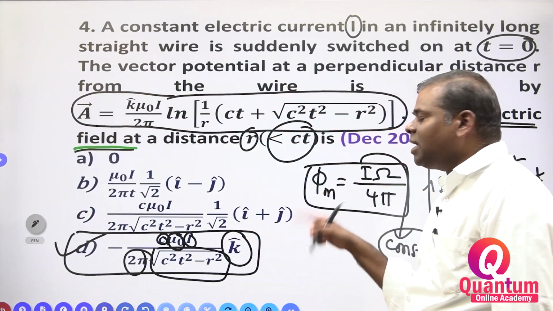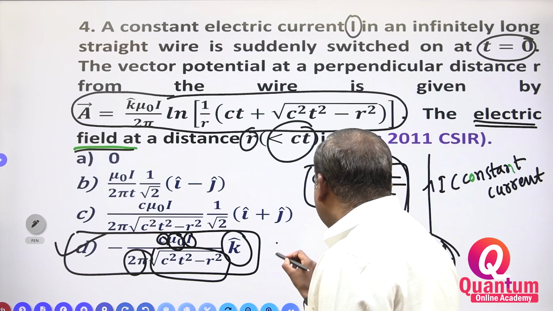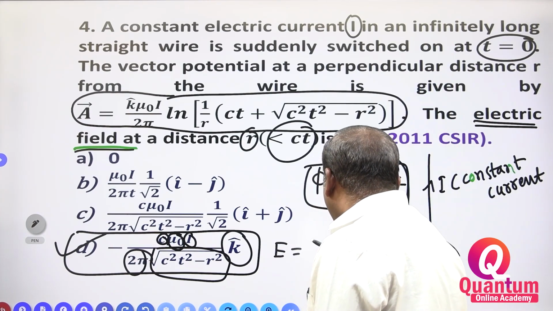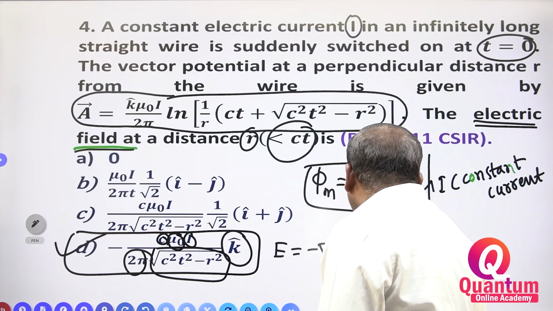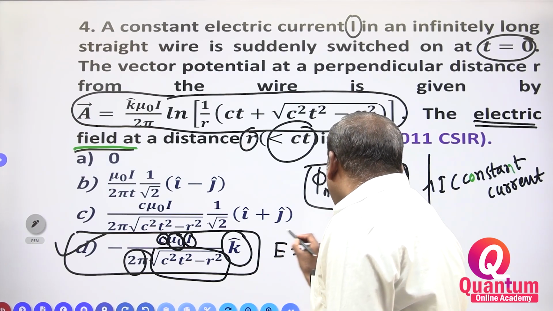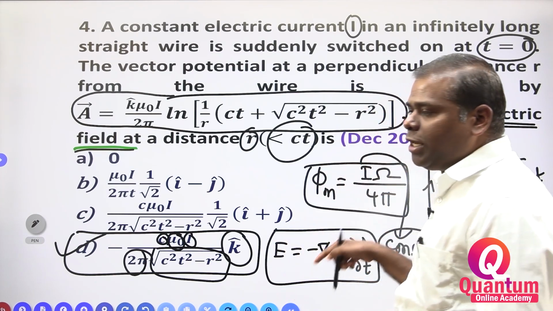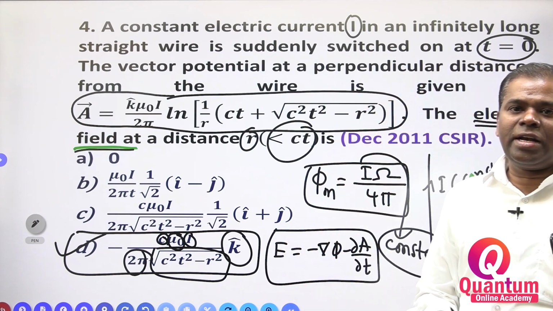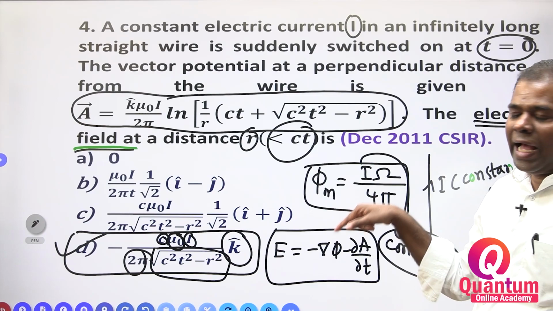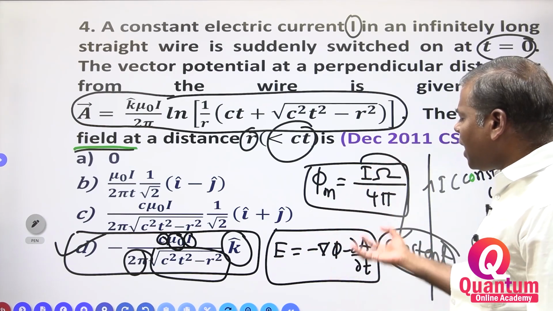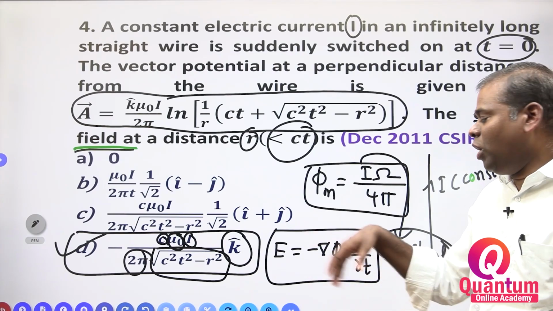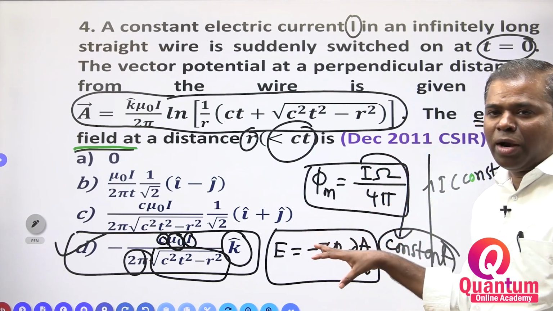To calculate this, what we know? We know the electric field formula. E is equal to minus gradient of phi minus dou A by dou T. This is the formula under scalar vector potential. If they gave the scalar vector potential, we have to calculate the electric field by using this formula. Sometimes they are asking the formula directly also. Some local exams they are giving formulas directly also.